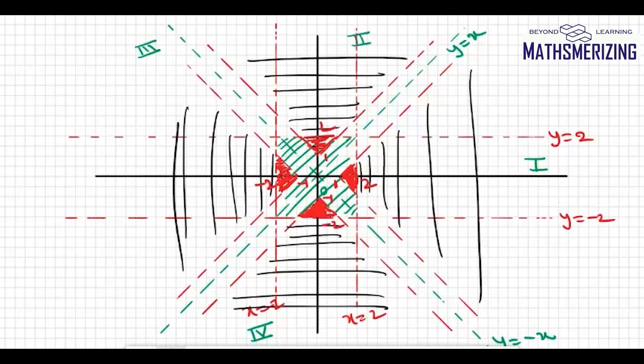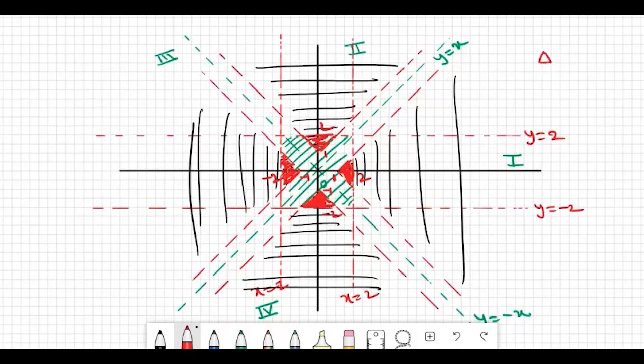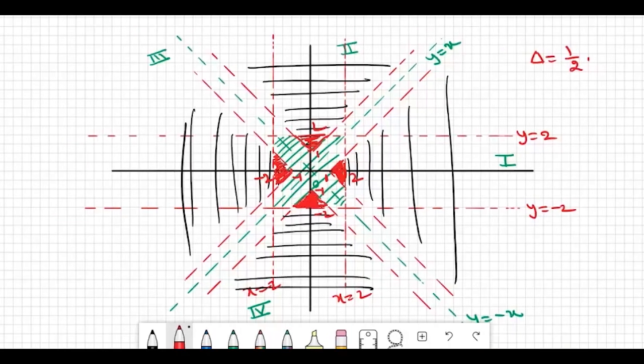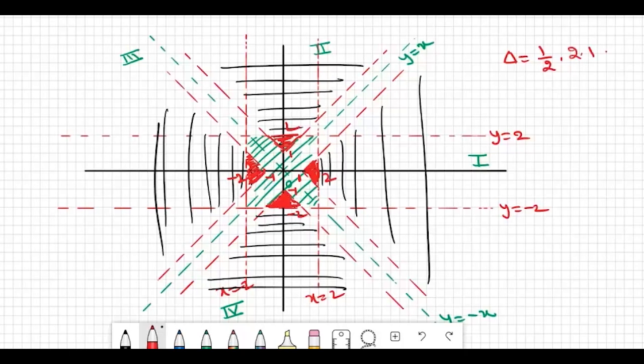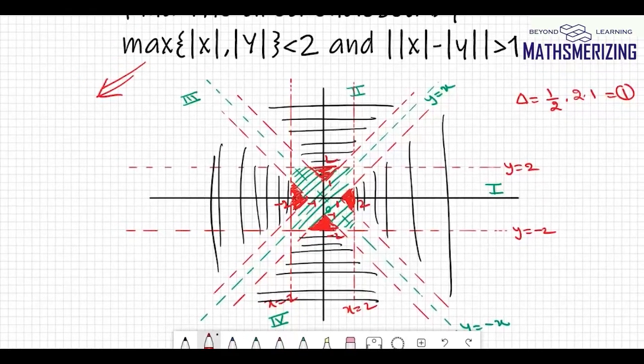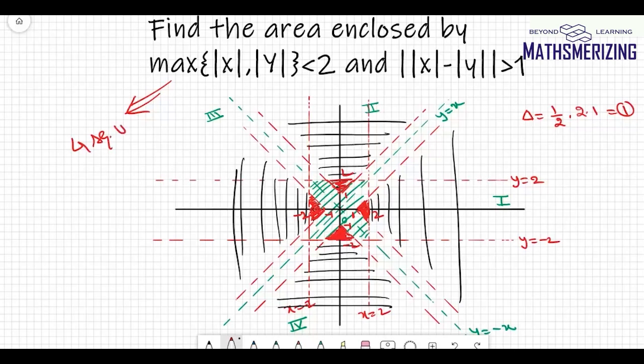Now each of this area is a small triangle. I can find the area of one triangle. So area of any triangle is given by half. Now base is 2 units and height is 1 unit. So this is 1. So each of these triangles has area 1 square unit. So the area enclosed by these two curves is given by 4 square units.